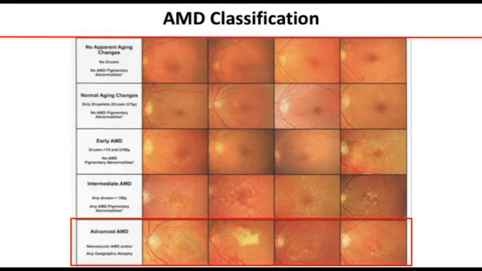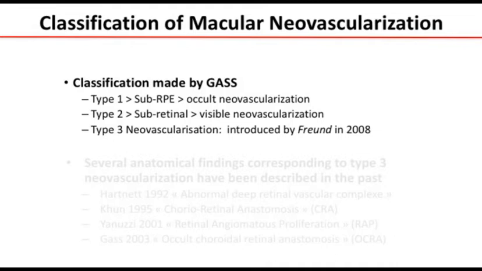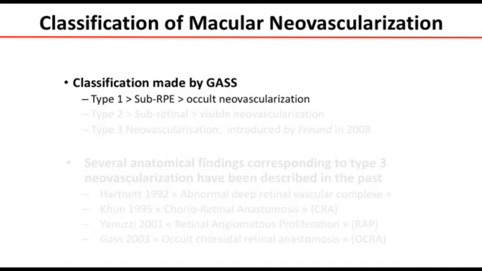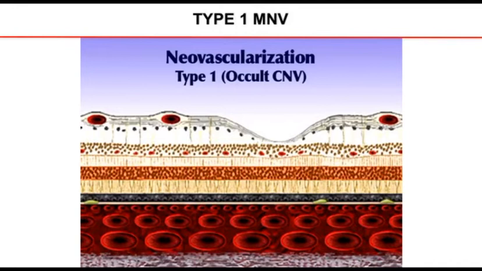You know that neovascular age-related macular degeneration is the advanced stage of AMD, together with geographic atrophy. And you also know that there are three different subtypes of macular neovascularization that were described by Donald Gass, and after that, Bailey Freund expanded this anatomical classification, introducing the term type 3 macular neovascularization. In the first part of my presentation, I would like to give you some tips about the new multimodal imaging characterization of type 1 macular neovascularization.